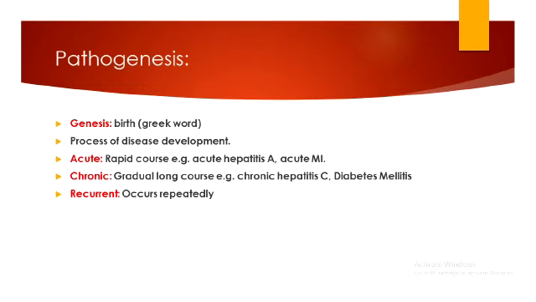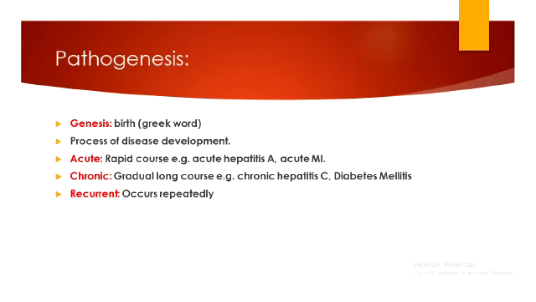Now, what is pathogenesis? As you know, genesis means birth, patho means disease. So, the process of disease development is known as pathogenesis. It can be acute in case of the rapid origin or rapid course of a disease, for example, acute hepatitis A, acute myocardial infarction, which means acute heart attack, and then some diseases have a chronic or gradual long course, which is known as chronic diseases.